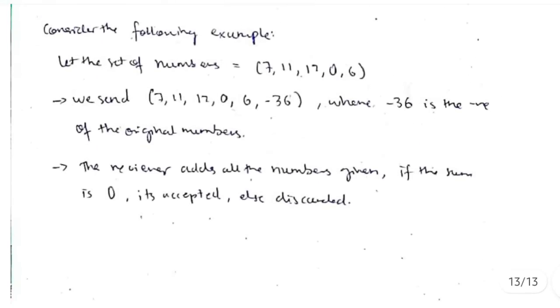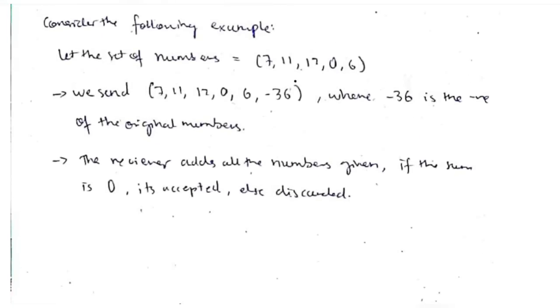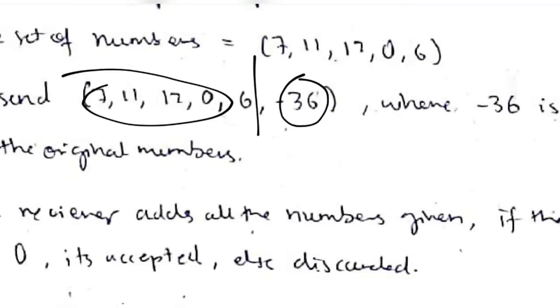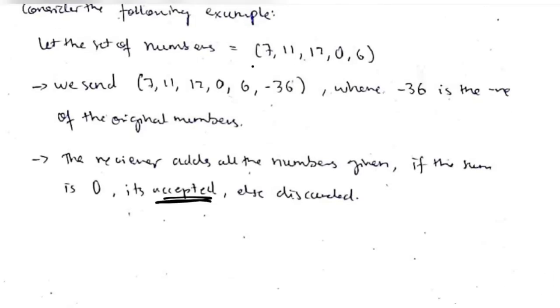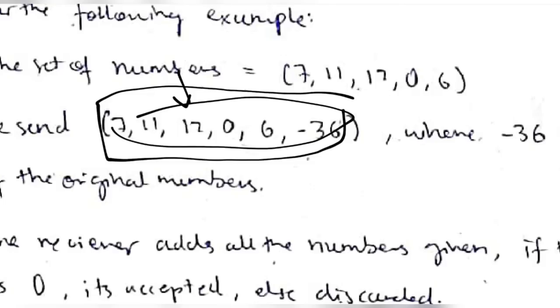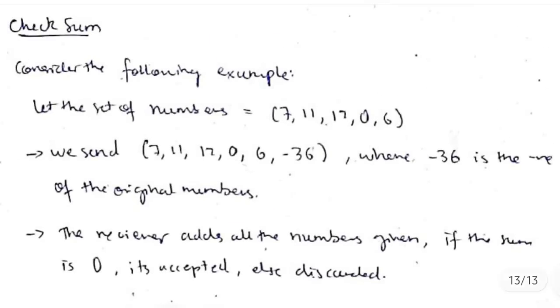So what happens is, at the receiver end, all the numbers received should be added. When we add all of these, it is 36, and minus 36 will be added, so it will become 0. If it becomes 0, then it is accepted, because the sum of all of these numbers should be 36. If any of the numbers has been edited, the total sum will not become 0. In that way we can recognize that some error has happened. If it becomes 0, no error has happened and the message is correct. So in that way you can identify errors using checksum.